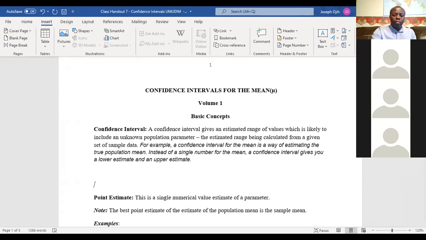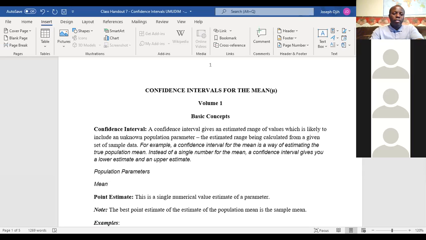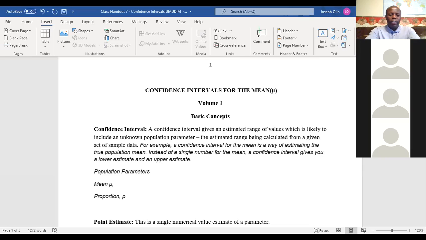When we say population parameter, we are referring to things like the mean, which we can represent with the Greek letter mu. We can have the proportion, the percent proportion, which you can represent with P, or things like variance or standard deviation, which can be represented by its own symbol. All these things are called the population parameters because they give us the numerical estimate of what the population is.